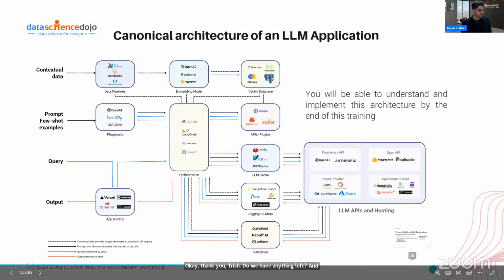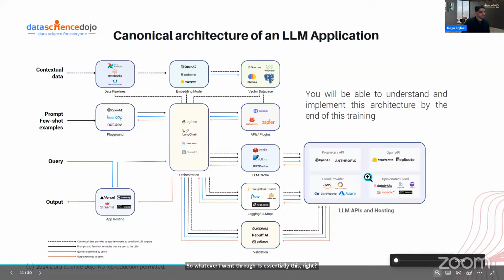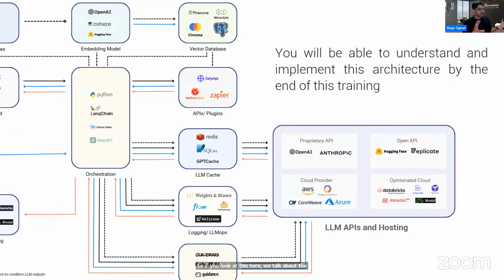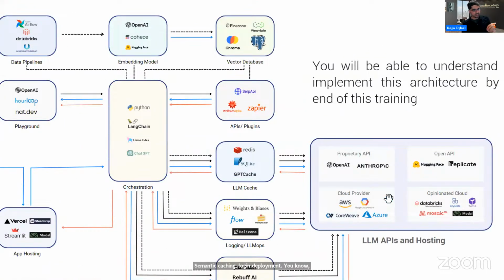I think this is maybe at a very high level, right? So whatever I went through is essentially this. If you look at this here, we talk about the different components: vector databases, how you create embeddings, orchestration with LangChain, Llama Index and all those things. We talk about semantic caching, logging, deployment, guardrails, using open source and closed source models. We use Llama 2 for the fine-tuning exercise, and mainly we use GPT 3.5 and GPT 4, and then we use Streamlit for the application.